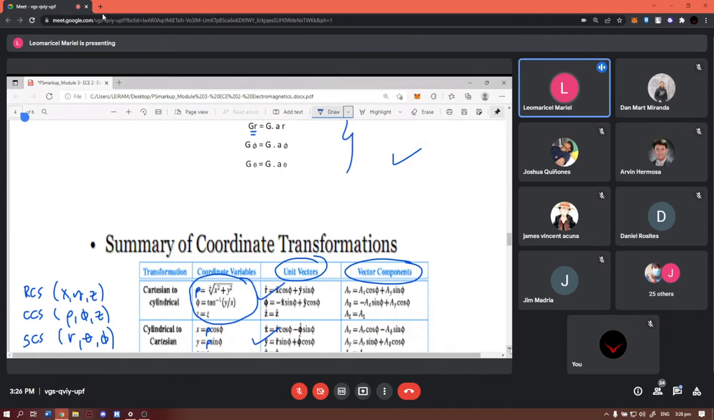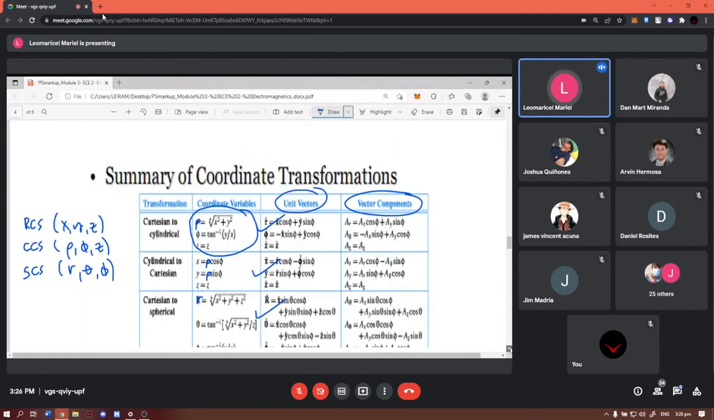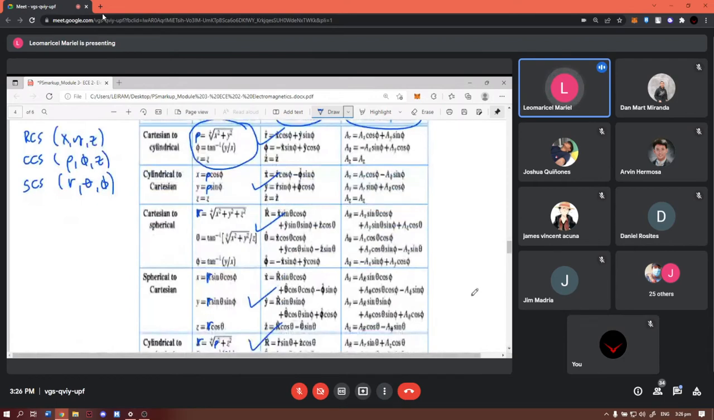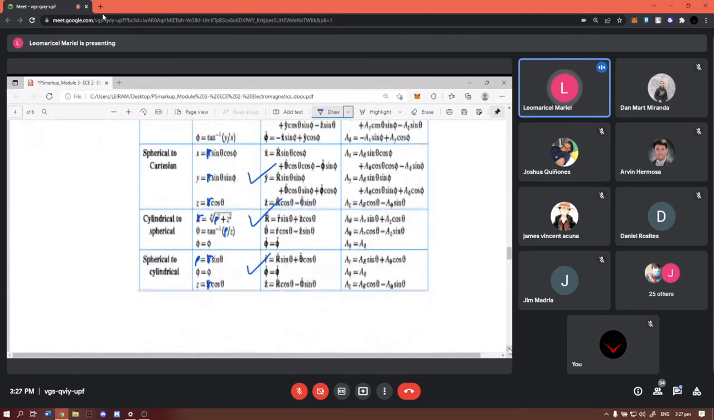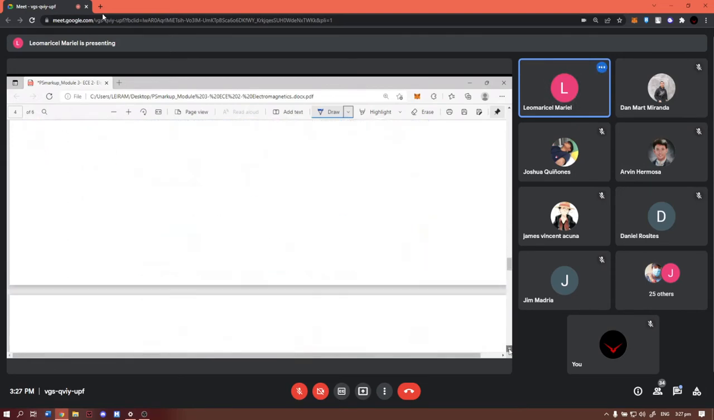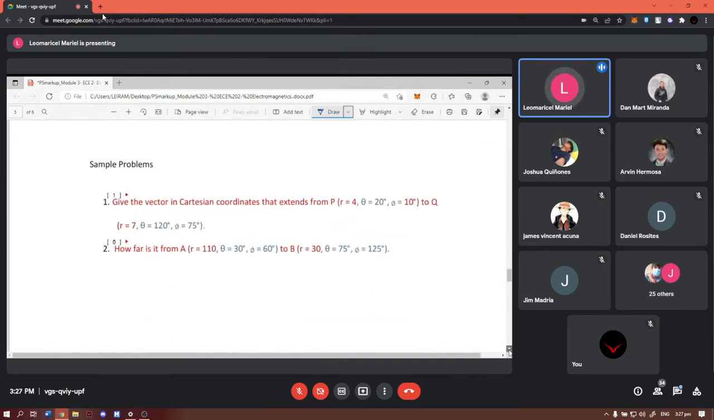Okay. So on this particular summary of tables, you don't need to memorize the second, the third, and the fourth column. Only the second column, that would be enough for you to answer all the questions related to conversion of coordinate axis. Okay? So, example problem.